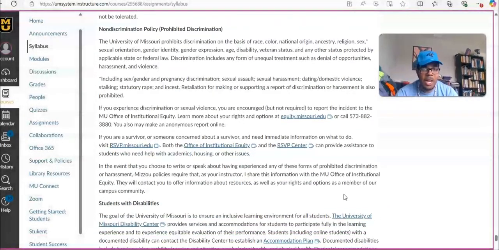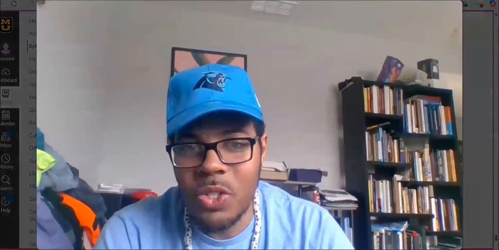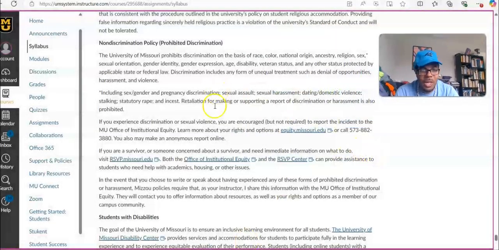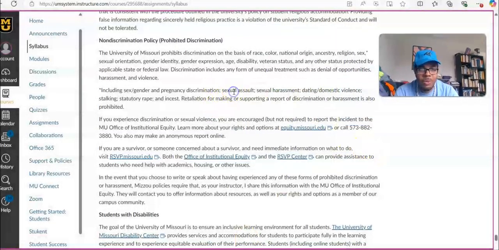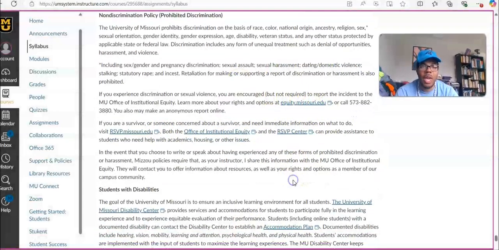Non-discrimination policy. I will not discriminate against you based on your race, color, national origin, gender, biological sex, ancestry, religion, sexual orientation, gender expression, age, disability, or veteran status. I will not discriminate against you on any of those things, and I hope you will not discriminate against anyone else based on those things. If you feel you've been discriminated against, then these are the resources that you have.